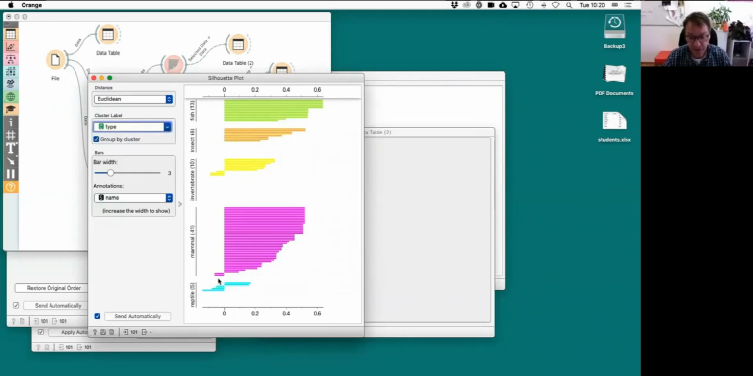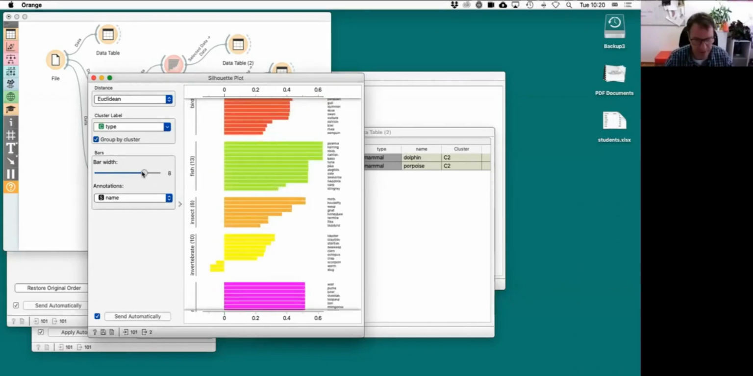Negative silhouettes would mean that there are some animals that actually do not belong to this cluster at all. I mean, they do not belong to the group of mammals, but according to the structure of the data in Euclidean distance, these two should be in a different cluster. What do you think these two are in the mammals? It's dolphin and porpoise.